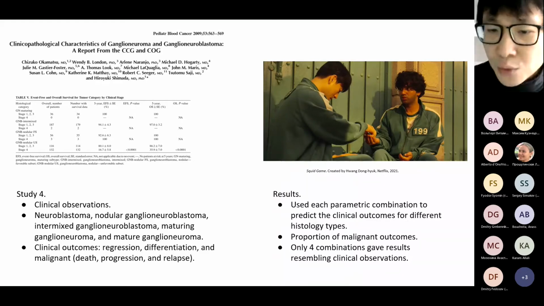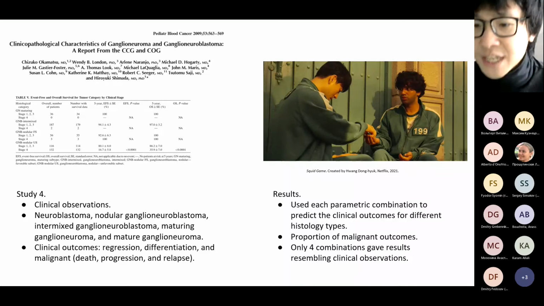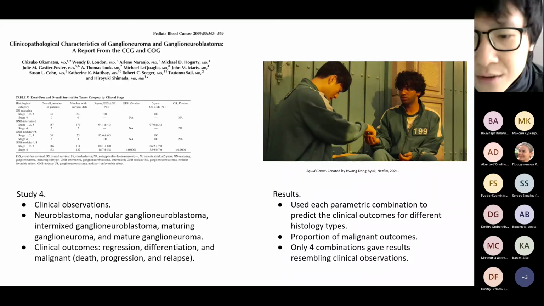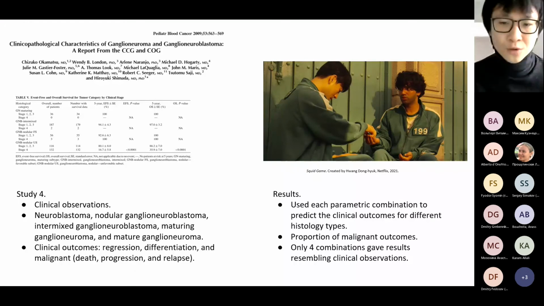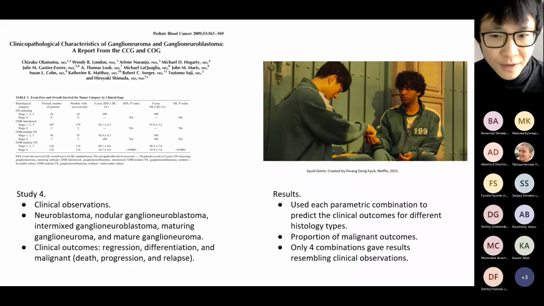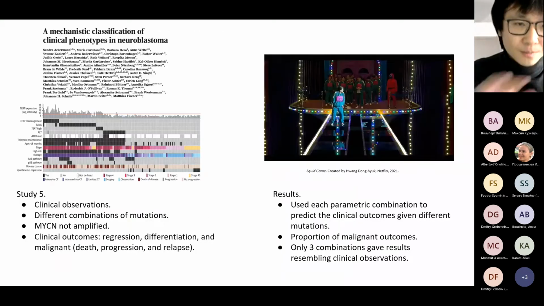I used each of the remaining 10 combinations to predict the clinical outcomes for different histology types, and only 4 of the remaining combinations gave results resembling the observations by clinicians.